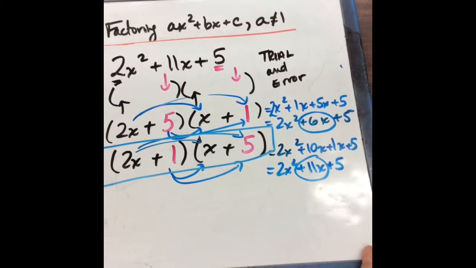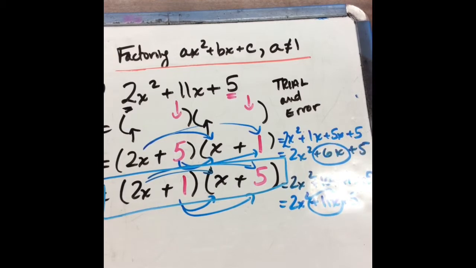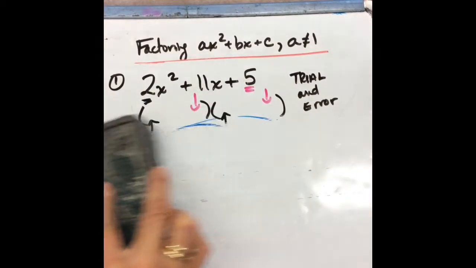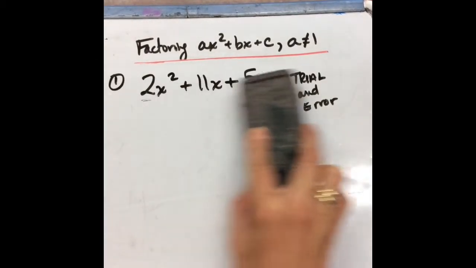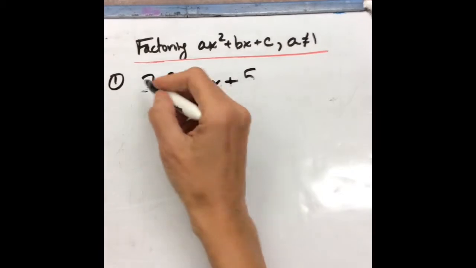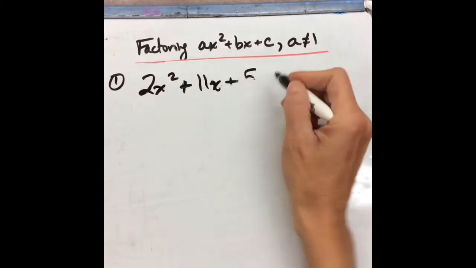Now you don't have to use trial and error because we can use a different method of doing this. This method is called decomposition, and I will show you how to do that. So we're going to use the same trinomial, and what I'm going to show you now is decomposition.